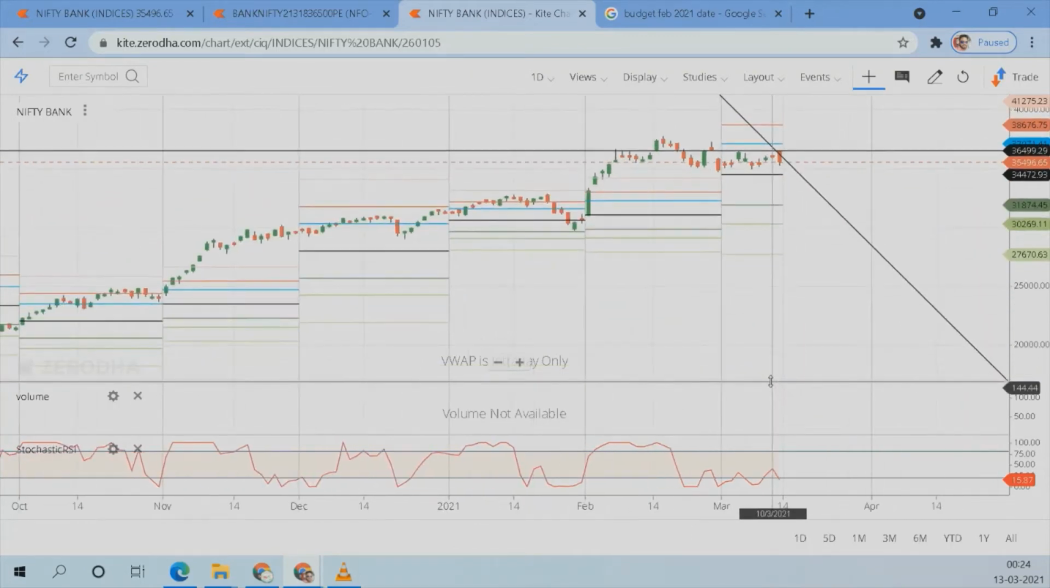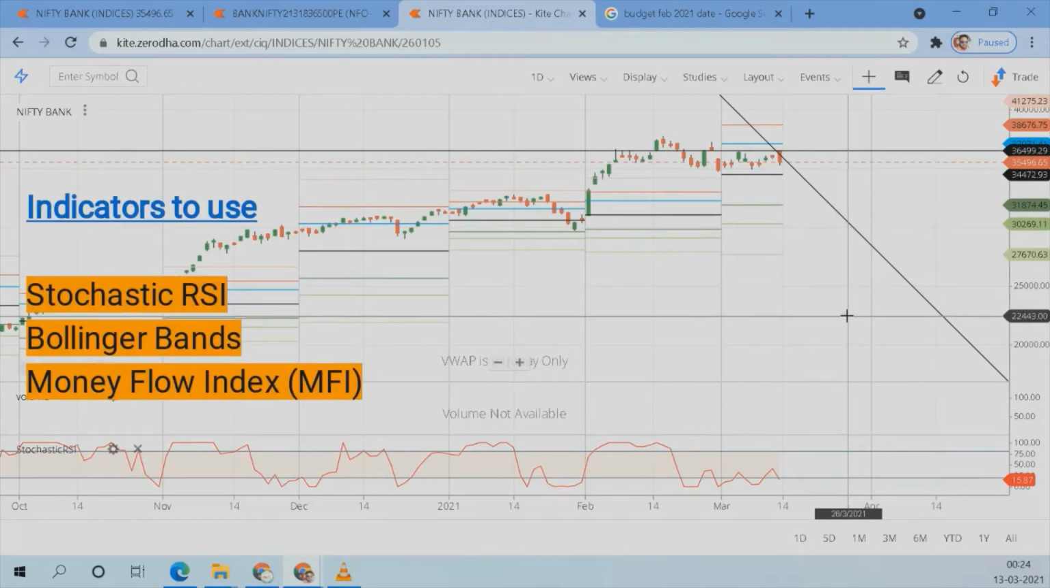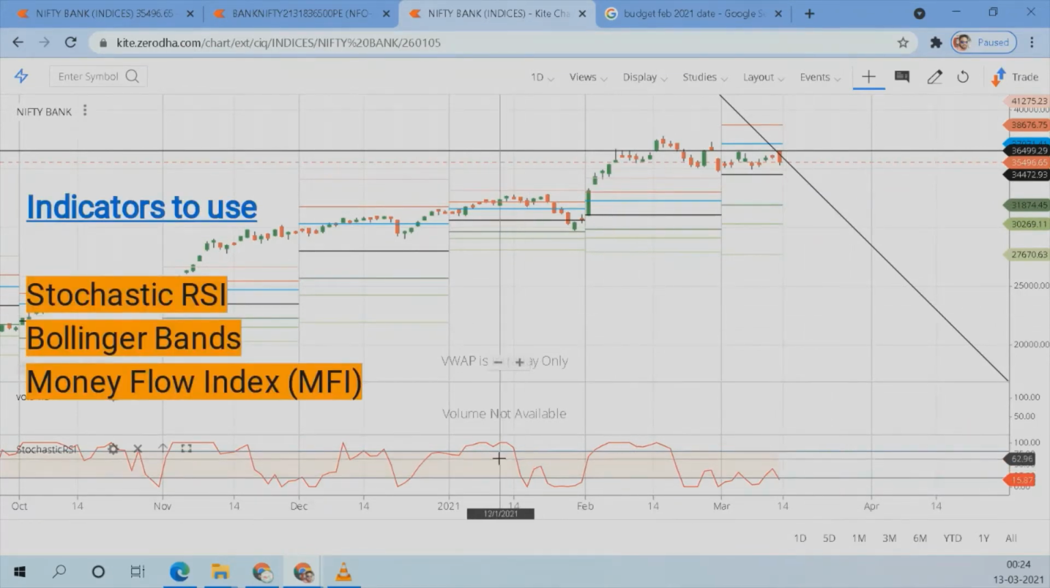Like this, I think you can check on event days. I think it will never disappoint you. The combination you have to remember is the stochastic RSI, the Bollinger Bands, and the money flow index. These are the three items which are really important to see whether the trend is intact or not.